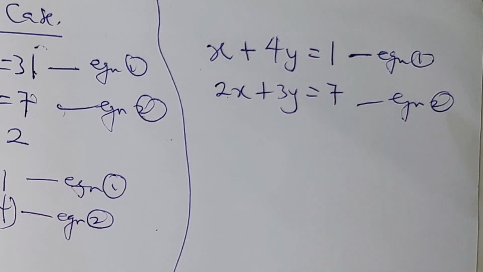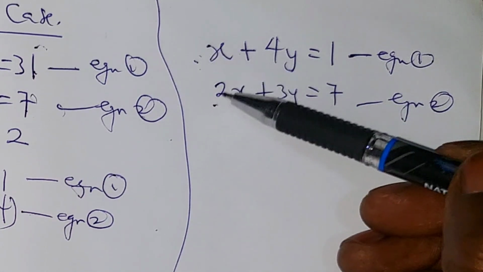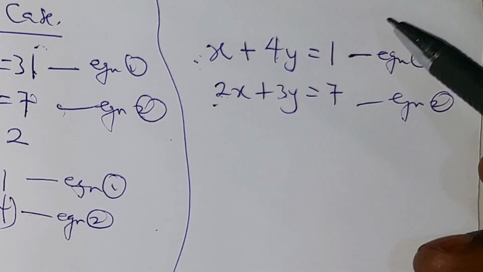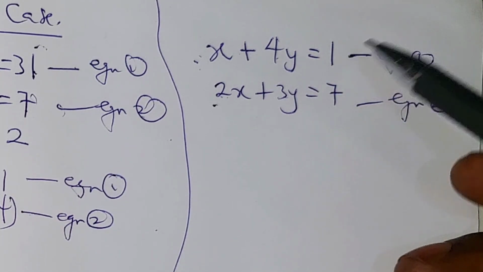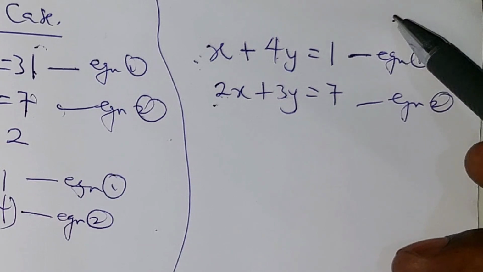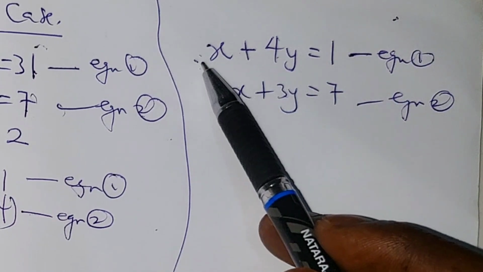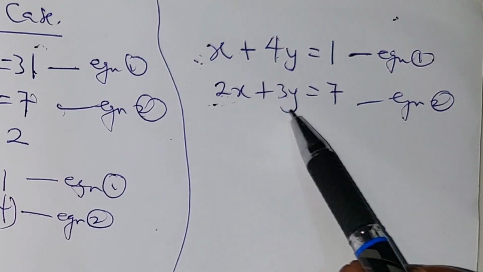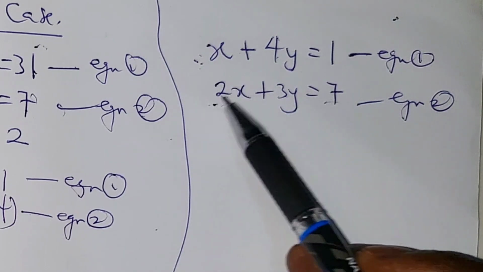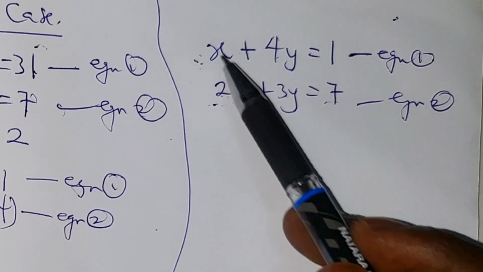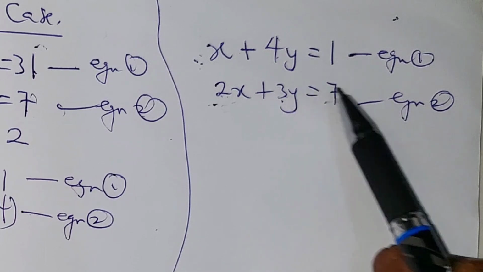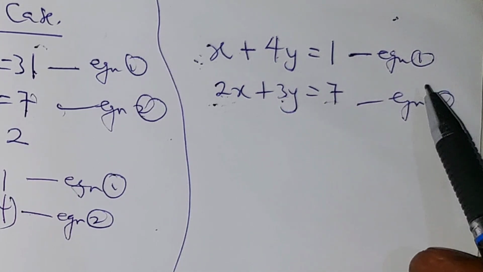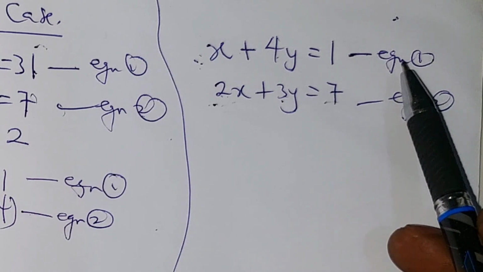First we check the coefficients. Coefficient of x: 1 and 2, coefficient of y: 4 and 3. So none of them has the same coefficient. Therefore we need to do something, either divide or multiply. If I divide the second equation by 2 so that the coefficient of x becomes 1, this will give me a decimal, and this will also give me a decimal, so it will not be advisable to divide because I don't want to work in decimals. But we can multiply.